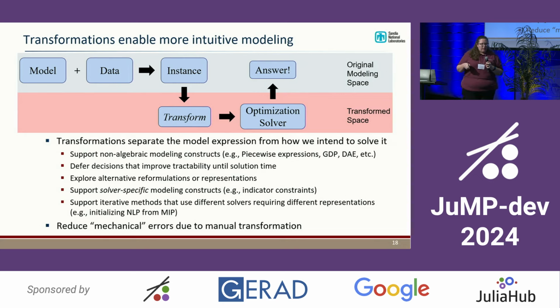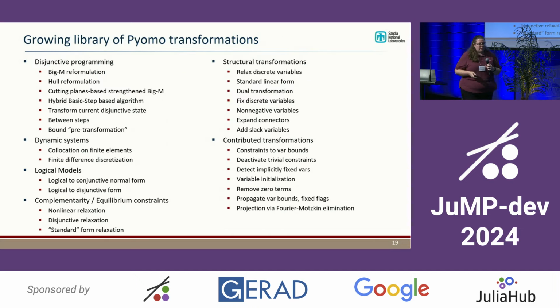I mentioned earlier that one of the other cool things this allows us to do is write meta-solvers that operate on some of these high-level structures. And then I think the last, maybe obvious benefit is that this allows us to reduce the mechanical error due to manually applying some of these different reformulation tricks. So transformations is something that we use quite a bit. We have a growing library of different Pyomo transformations for different classes of problems. You can see some of those there. But overall, we've been really happy with this design choice.